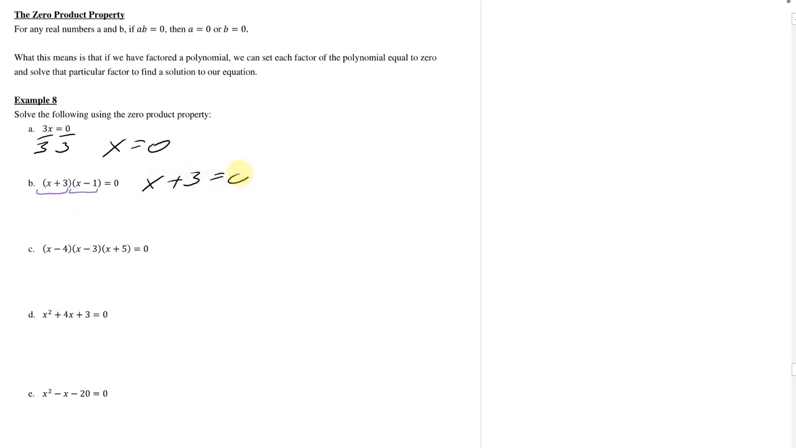I have x plus 3 equals 0. So if x plus 3 equals 0, then what must x equal? Well, I can go ahead and solve it. So I get x equals negative 3. So that's one possibility. The other possibility would be that x minus 1 equals 0. And if x minus 1 equals 0, if I just add 1 to each side, I'd get that x equals 1. So here would be my two solutions for this equation. So this is using that zero product property.